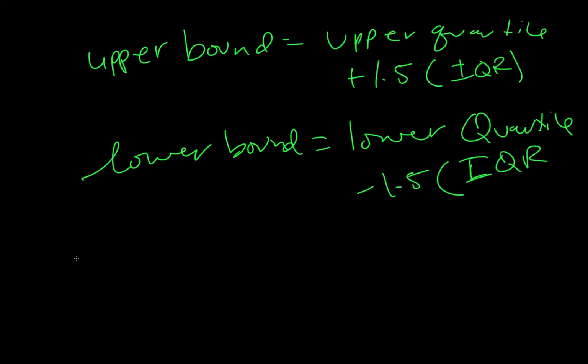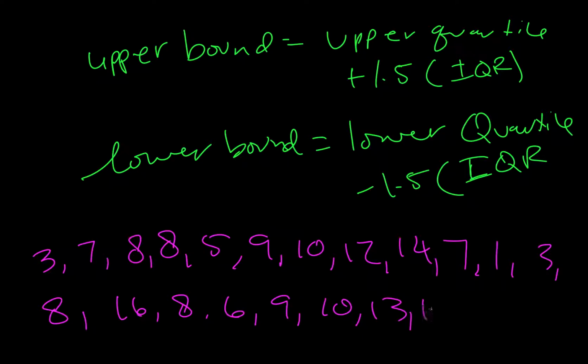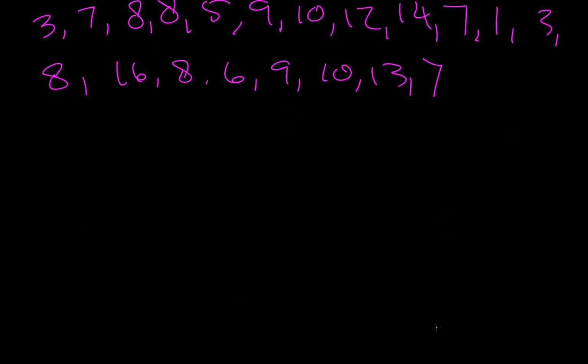So I'm going to write out the data. So we have 3, 7, 8, 8, 5, 9, 10, 12, 14, 7, 1, 3, 8, 16, 8, 6, 9, 10, 13, and 7. Okay, it says test the following data for outliers. Hence, construct a box plot for the data. Okay, so I'm going to move this up.